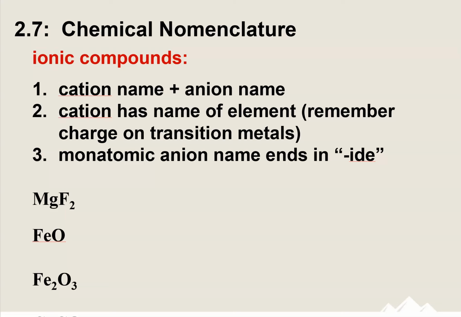That's called the Stock system of naming. I hope you don't know an earlier system that's been out of favor for a long, long time. I hope your teacher didn't call it ferrous. We're not going to. The Stock system is to name the element and indicate the charge on the transition metal with Roman numerals. So that is iron 2 oxide.